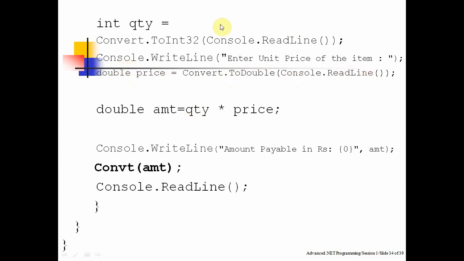And now we will multiply quantity multiply price. The amount will be quantity multiply price. And then we are writing here console.writeline amount payable in rupees, this one. तो ये अमाउंट हमको डिस्प्ले कर देगा, ये रुपीज में डिस्प्ले कर देगा. और now we will convert this one into dollar. अब हम इसको डॉलर में कन्वर्ट करना है.